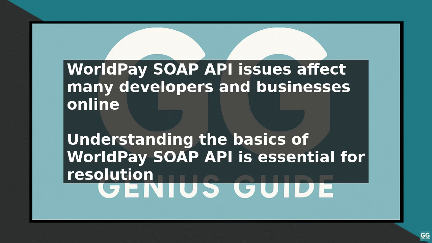The WorldPay SOAP API is a payment processing system that allows businesses to accept payments online. It uses the Simple Object Access Protocol to facilitate communication between the merchant and the payment processor.